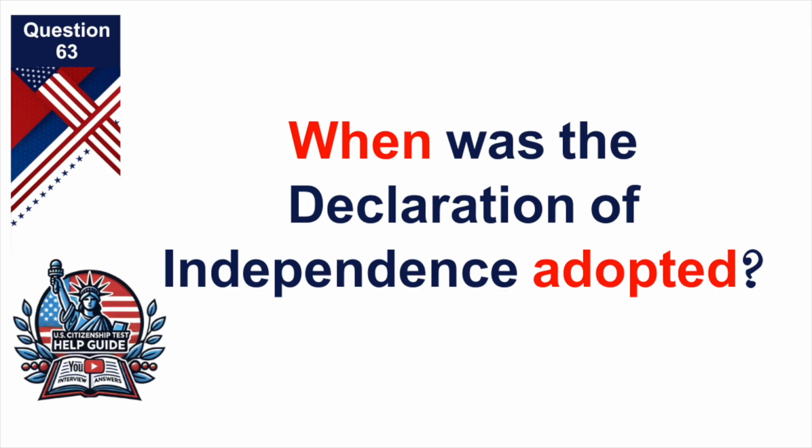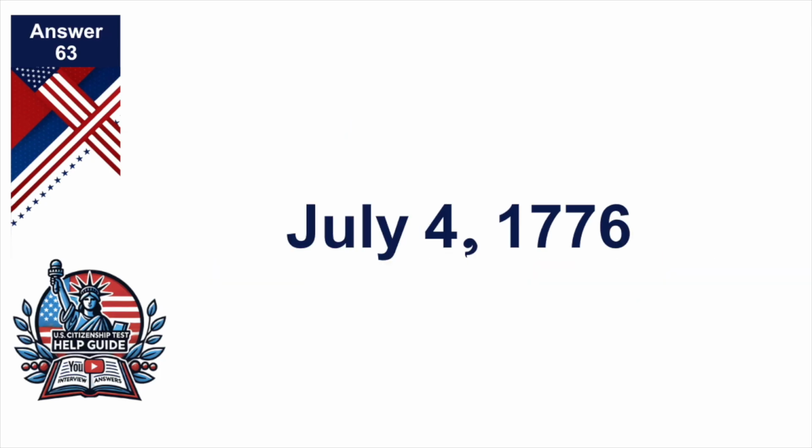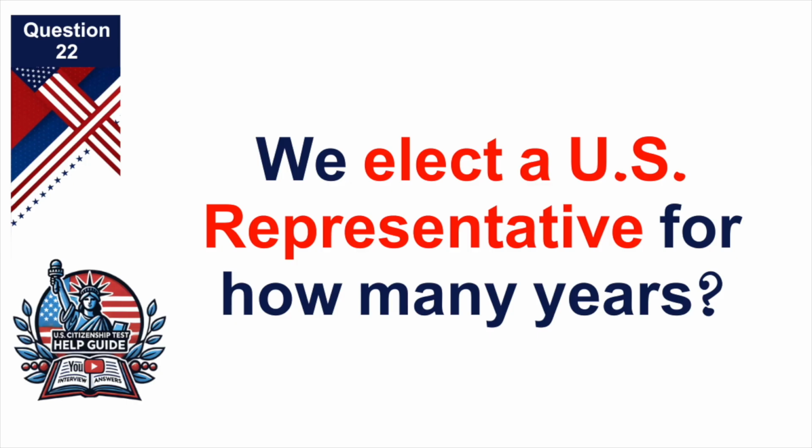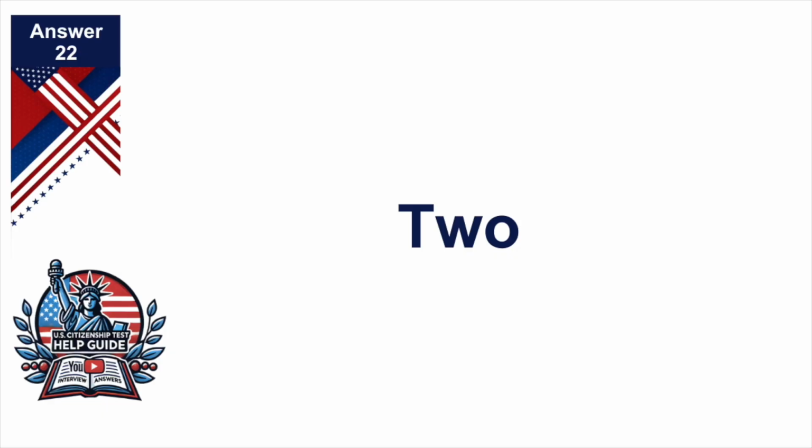When was the Declaration of Independence adopted? July 4, 1776. We elect a U.S. representative for how many years? 2.